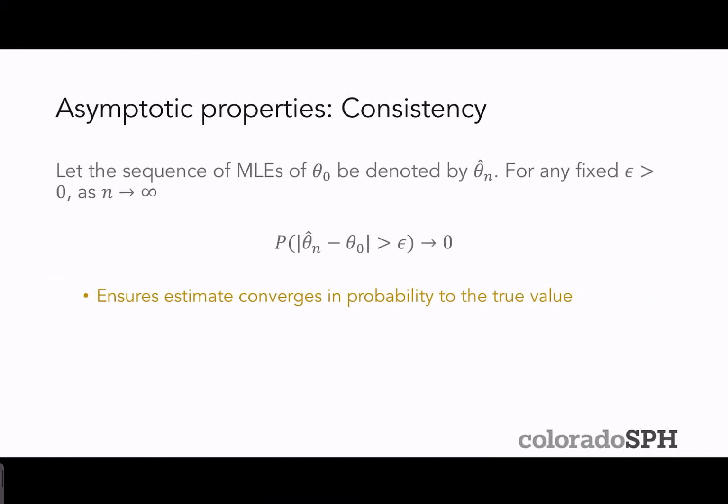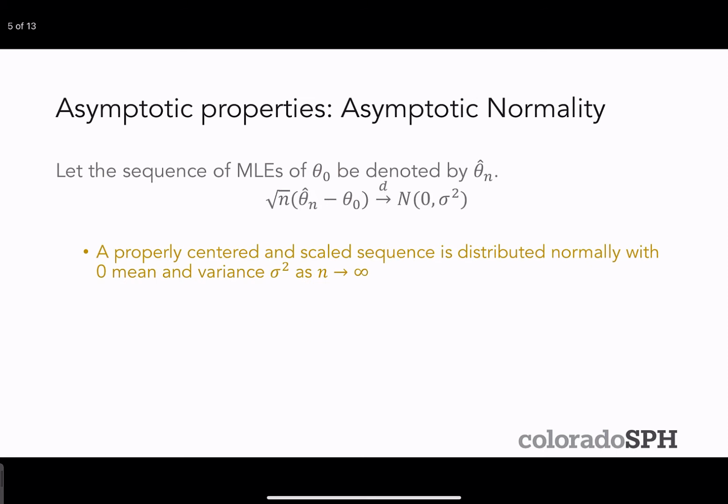The first asymptotic property is the property of consistency. So here, theta hat n is the MLE estimator when sample size is n, and theta 0 is the true value of that parameter theta. And what this basically says is that this estimator converges in probability to the true value, meaning that as n gets larger, this ensures that your estimator MLE of theta is getting closer and closer to the true value of theta.